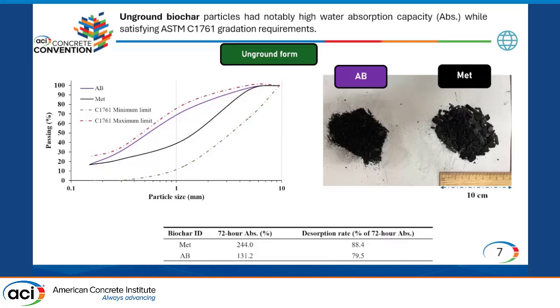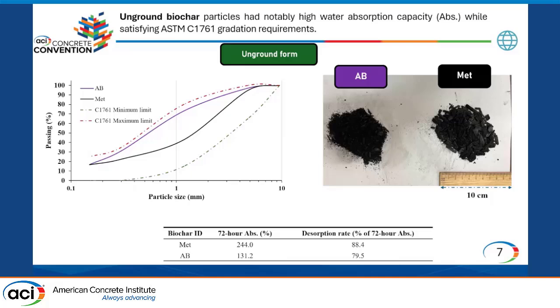But the interesting fact about this material is that they have really high water absorption capacity. You can see that the water absorption capacity for Metzler is around 244%, and the ASTM requires us to only have around 5% water absorption capacity. So imagine how much water this material could absorb, and that is mostly because of the porous structure I showed in the previous slide. For AB, it's a little bit lower. Of course, it was also obvious in the image that it has lower porosity.